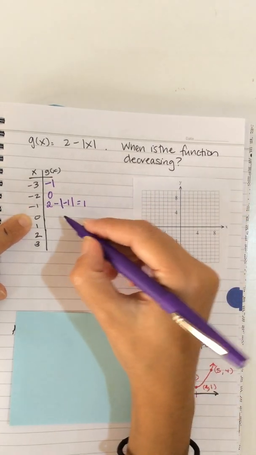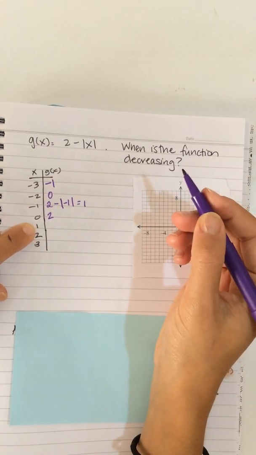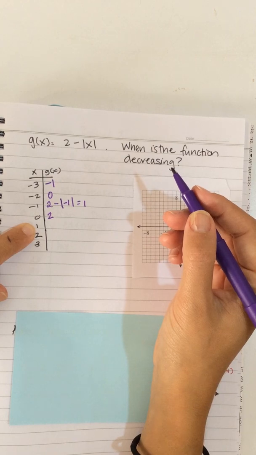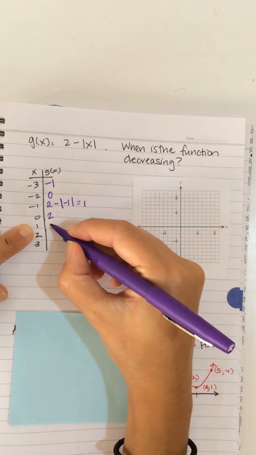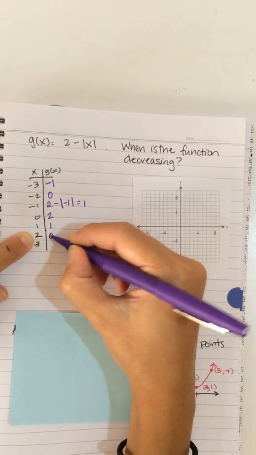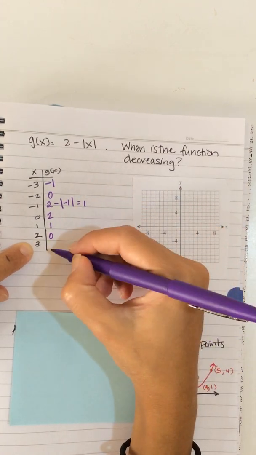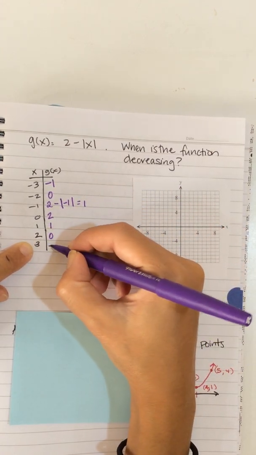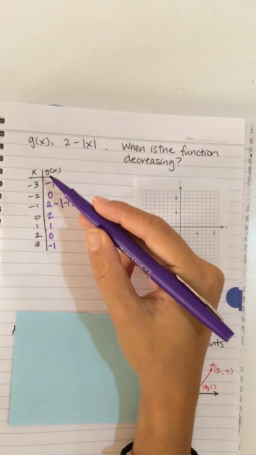Plug in 0, 2 minus 0 is 2. 2 minus 1 is 1. 2 minus 2 is 0 again. And 2 minus 3 is -1. Okay, so those are our y values.